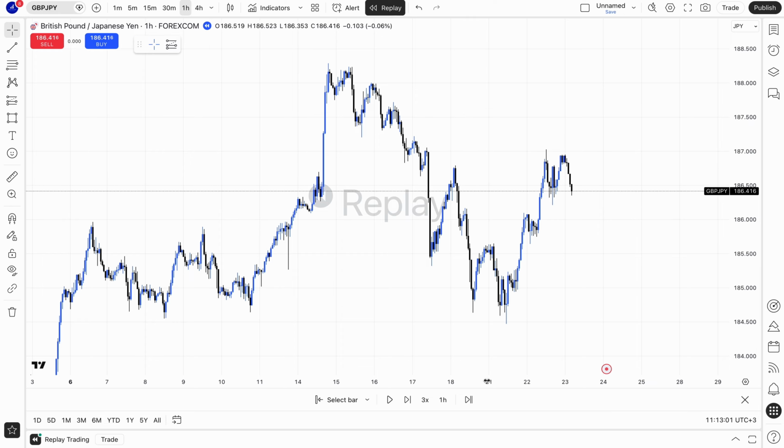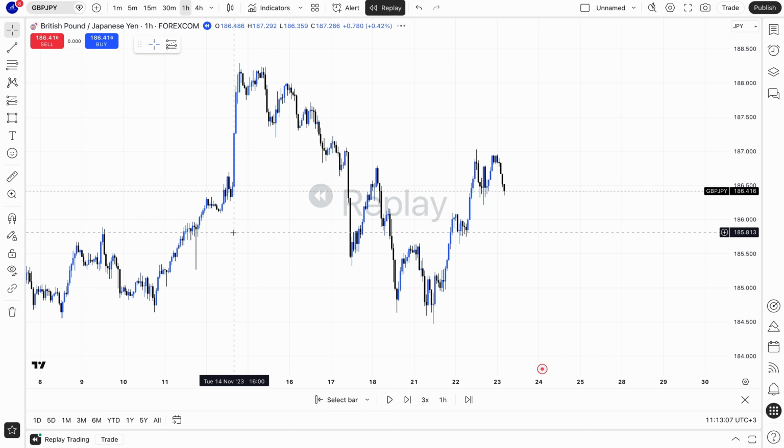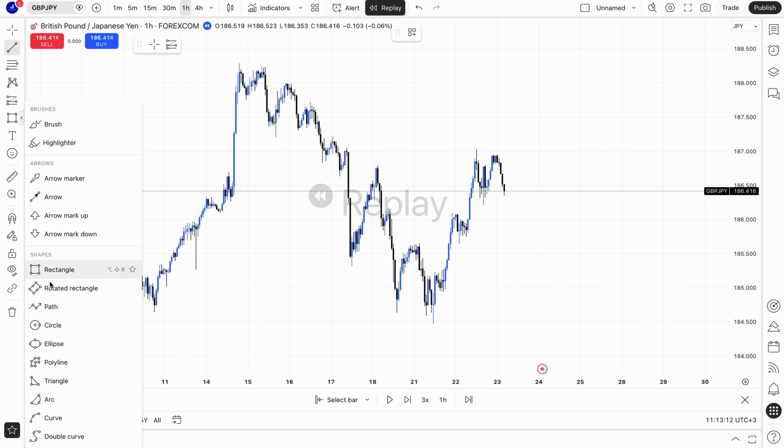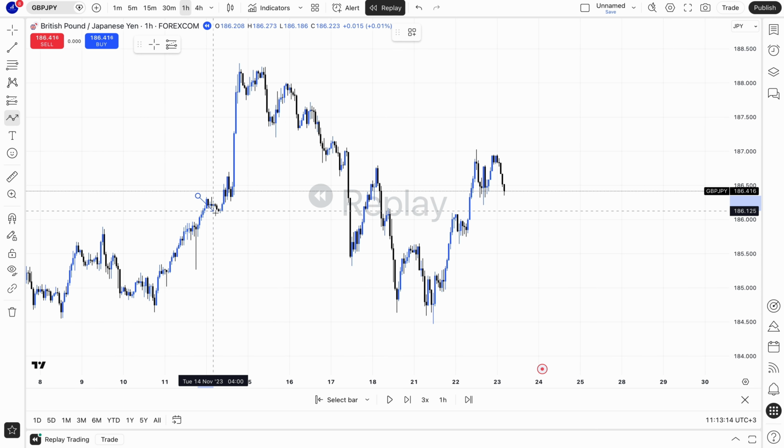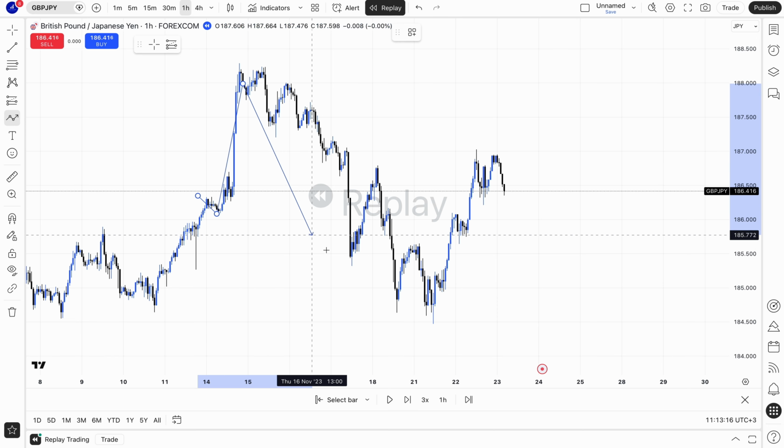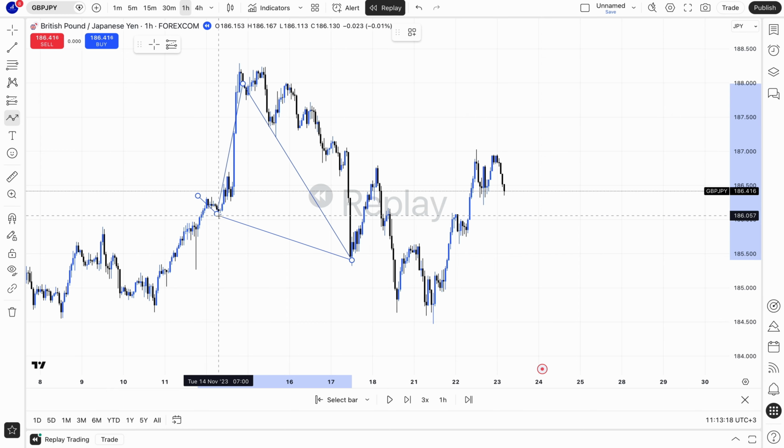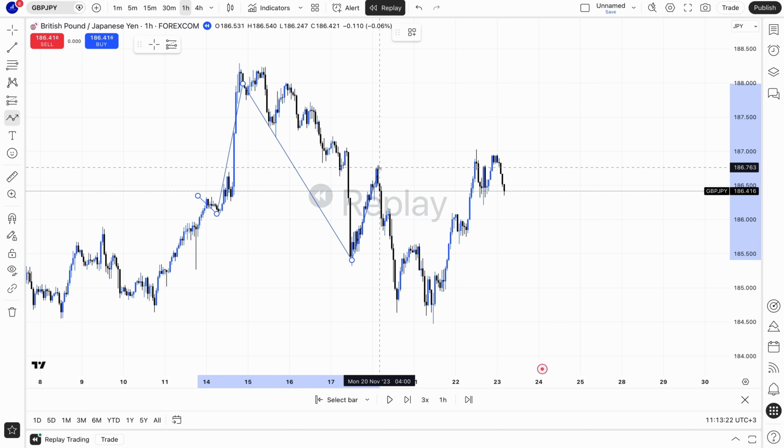First thing, always, is market structure. You have to understand the market structure, both internal and external structure, right? And if you look closely here, from here we had a change of character to the downside. After this swing low was disrespected, we had a break, and a continuation to the upside.